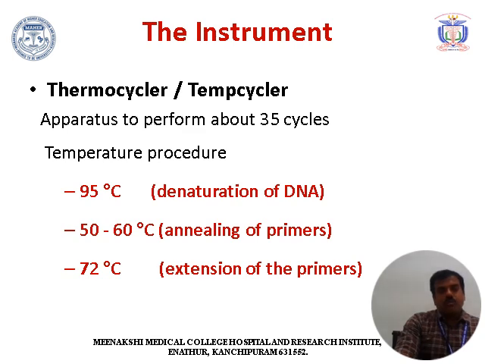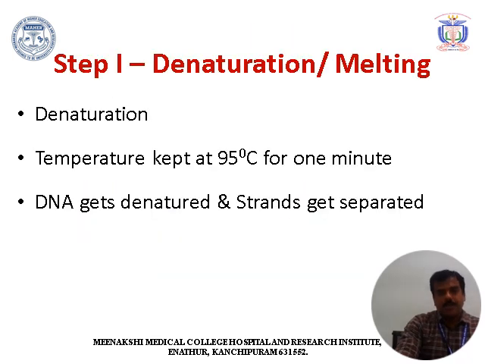And this is the instrument where the total procedure takes place. This is the apparatus to perform about 35 cycles, with a temperature program. The temperature should be maintained in this manner. In the first step, the denaturation of DNA, the temperature should be around 90 to 95 degrees centigrade. Later, when we do the annealing with the primers, the temperature should come down to somewhere between 50 to 60 degrees centigrade. Later, when we do the extension of the primers, the temperature has to be increased again to 72 degrees centigrade.